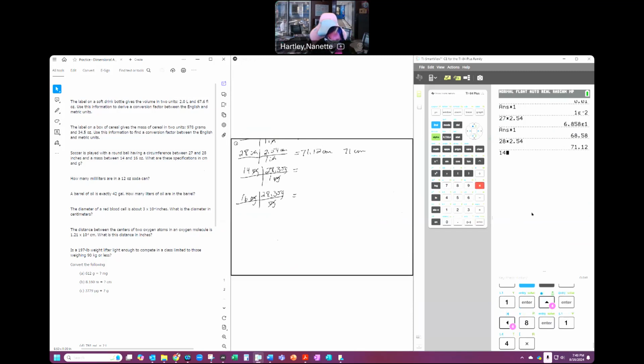14 times 28.35 is 396.9, and that is grams. Looking at this, I have 2 sig figs in the 14, so I'm going to report this as 2 sig figs. Therefore, this would be 400 grams, or 4.0 times 10 to the second grams. Either one of those is acceptable.